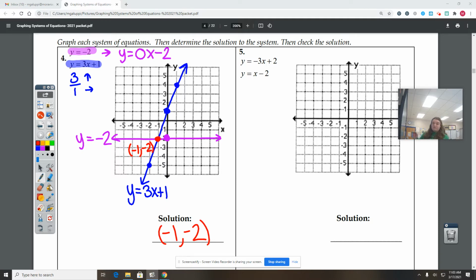Moving on to number 5, I'm going to do the same thing, graph both of the lines, label them, and find the intersection. So my first line is y equals -3x plus 2. So I'm starting at +2 on the y-axis. And then from there, my slope is -3. So I'm going down 3 and to the right 1. And then be sure to label your lines.